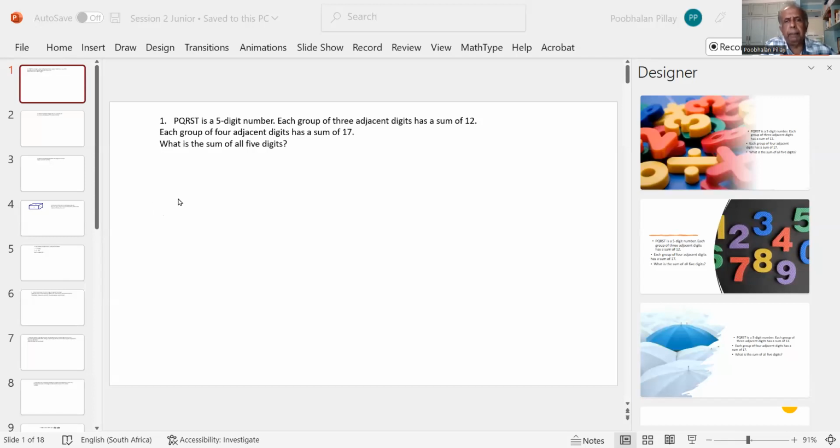This problem reads, PQRST is a 5-digit number. Each group of 3 adjacent digits has a sum of 12. Each group of 4 adjacent digits has a sum of 17. What is the sum of all the digits? So let's draw a diagram here first.